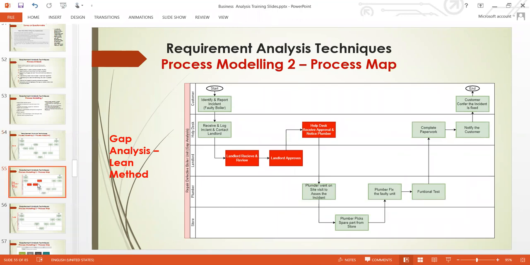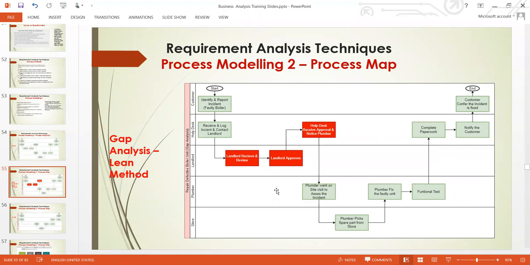You do analysis, and the analysis you are doing here, you use gap analysis. You find out the gap between the current process and the desired process. And we are talking about time here. So what you need to do is to fish out the unwanted process that becomes a waste of time here.